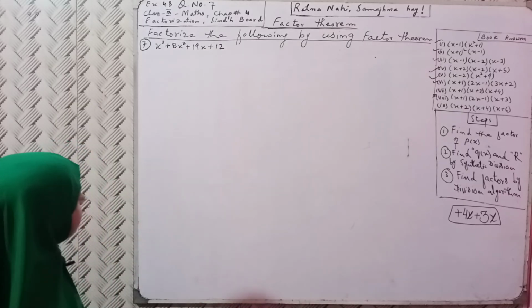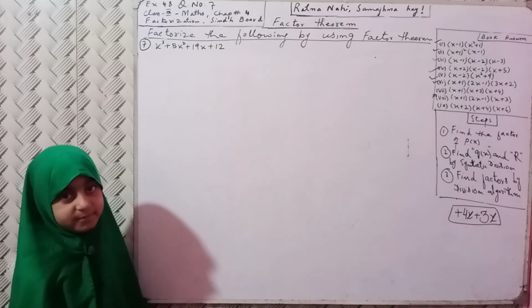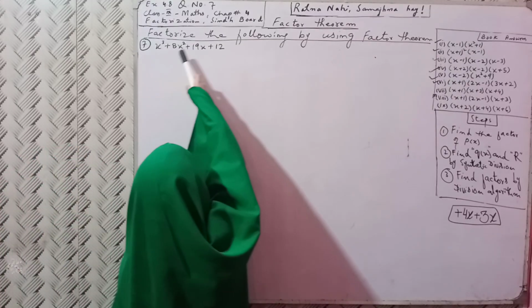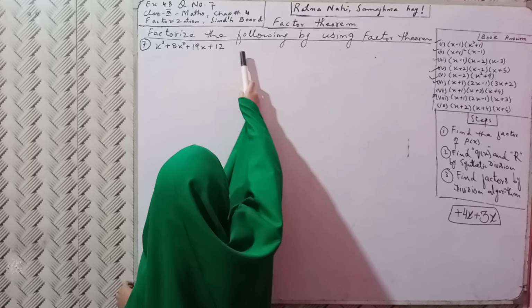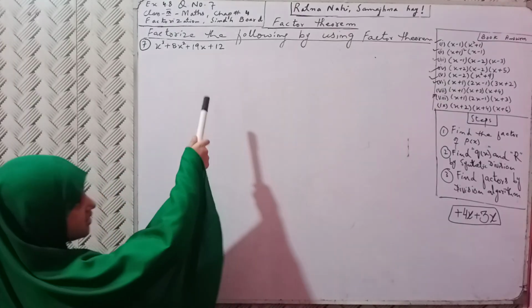My name is Sajida Raza. I am a student of class 3. My school name is Faiz Islamic School System, Hyderabad, Pakistan. Today we are going to learn exercise 4.8, question number 7, class 9, Maths chapter number 4, Factorization, Sindh Board.